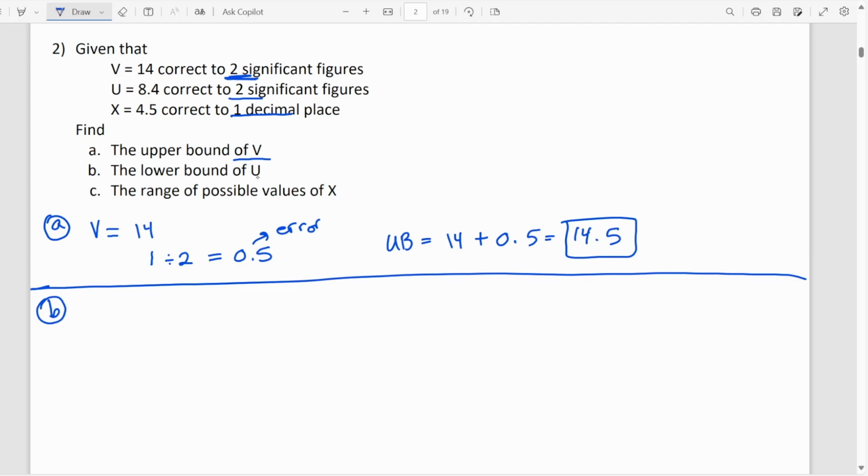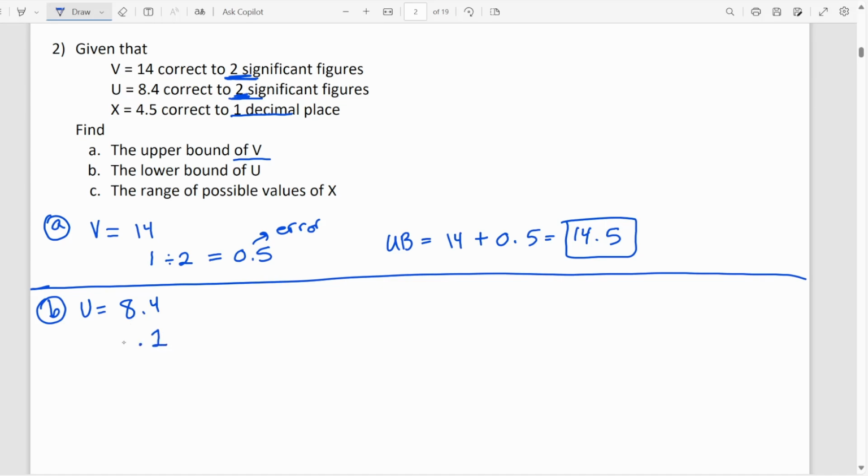The lower bound of U. Now, U is 8.4, also rounded to 2 significant figures. Let's start counting significant figures. We need to stop at the second one, because this is 2 significant right here. So this is the first. We count from the left to the right. This is the first, and this is the second. So we replace the second one by 1, and we replace everything else by 0.